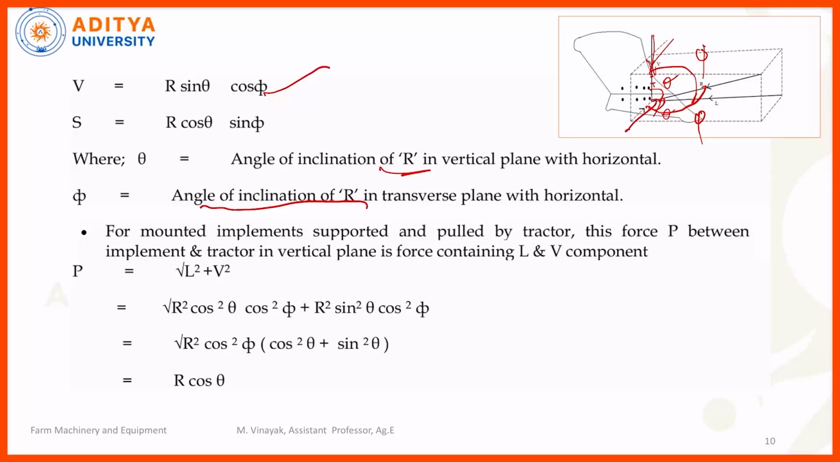Okay. So, P is nothing but the square root of L square plus V square. Here we can give the equation. So, L is nothing but R square cos square theta. Simply we can take the square root of this, so that we can get P equal to R cos theta. Here R is the resultant force and theta is the angle of inclination of the resultant in the vertical plane with the horizontal. Simply we can go through these equations.